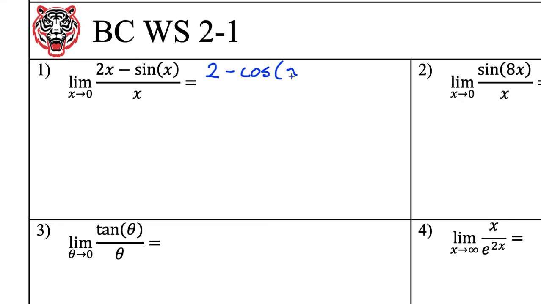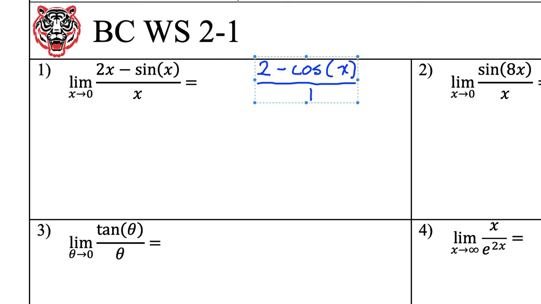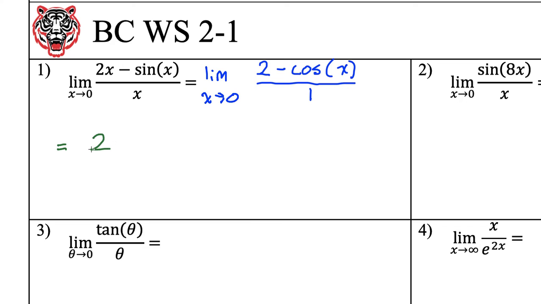I realize that I'm not being formal yet again because I should be writing the limit. I do want to be formal for these. Limit as x approaches 0 of this thing, and now I can plug in 0. So that is going to be equal to 2 minus cosine of 0, which is 1, all over 1, which is equal to 1. Box it. Let's move on to number 2.